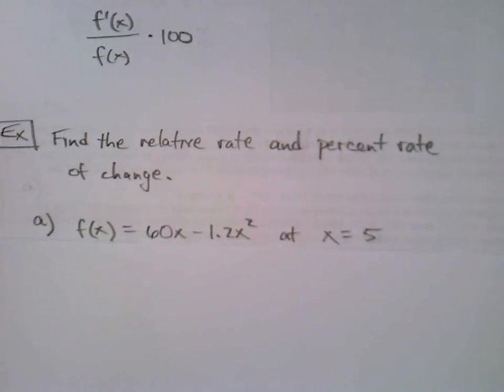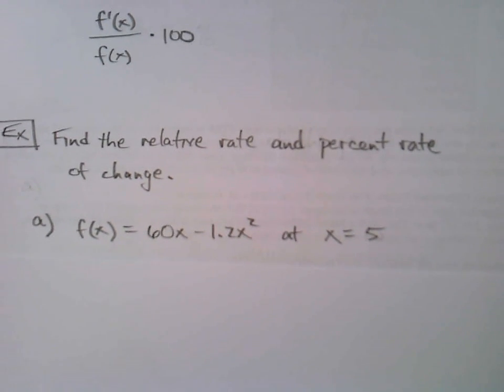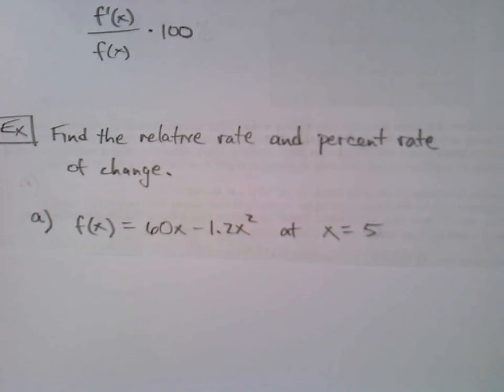So we're going to start off with this one. We're given a function. Find the relative rate and the percent rate of change for f of x equals 60x minus 1.2x squared. And we're going to do this for the x value 5. More context to come later. We're just dealing with the function and some numbers. I think that's a good place to start. If you remember our formula, the derivative divided by the original, we're of course going to need the derivative here. So our derivative, f prime of x, equals 60 minus 2.4x.